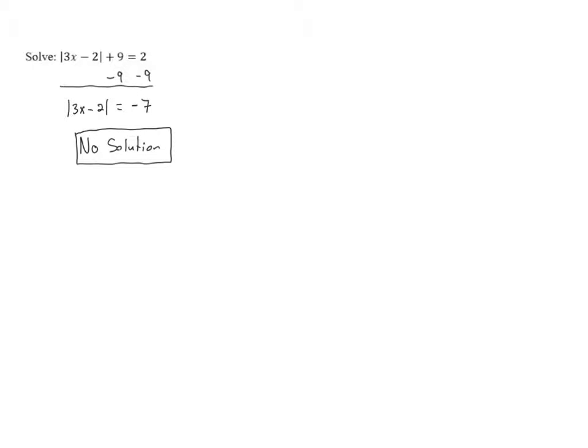So if you're not vigilant enough to recognize that there's no solution here, and you go through and you split this up anyways, it's a really good habit to get into to check your answers with these, to make sure that you haven't made a mistake and accidentally come up with solutions that are not actual solutions. So just be careful and watch out for negative numbers on the right-hand side. If we ever have the absolute value of an expression equals a negative number, automatically there is no solution.